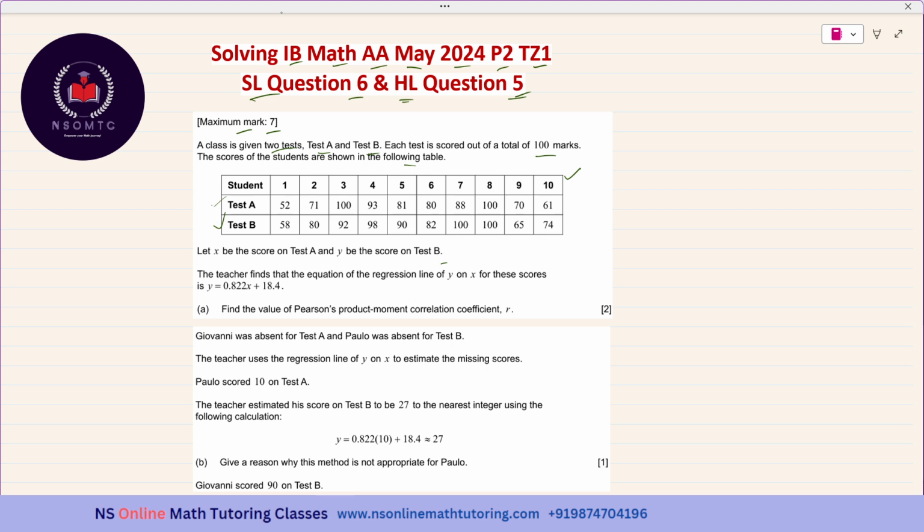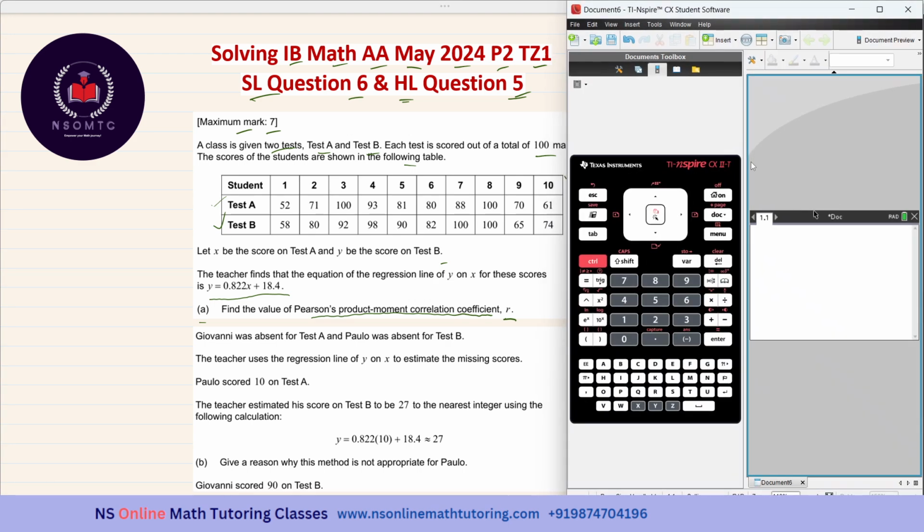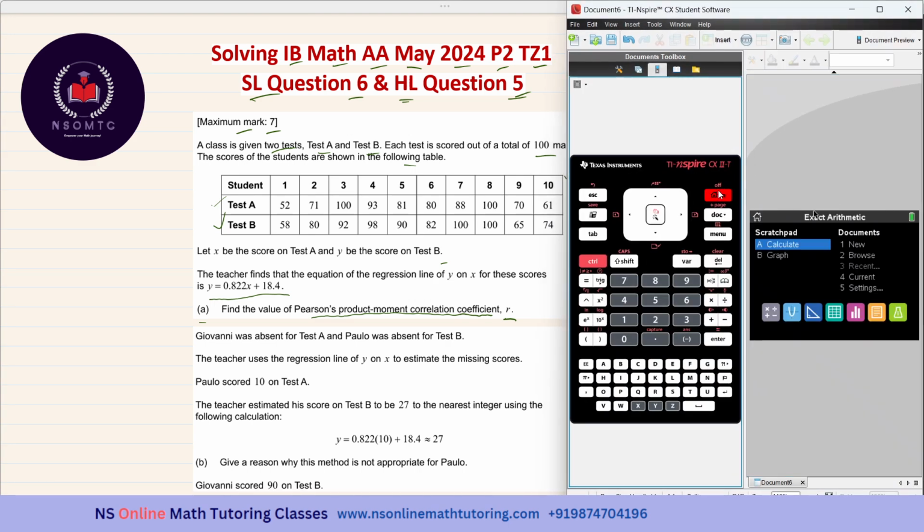The teacher finds that the equation of the regression line of Y on X for these scores is Y equal to 0.822X plus 18.4. Subpart A's question is: find the value of Pearson's product moment correlation coefficient R. It carries 2 marks. The procedure is quite simple, but first of all we have to enter all these values into the calculator, so I have to go to the spreadsheet page.